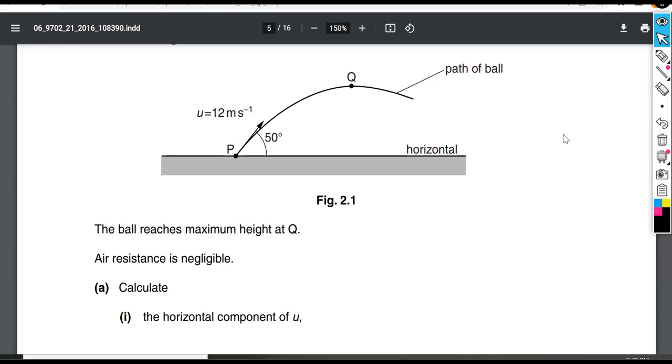As you can see, we're dealing with some projectile motion. Calculate the horizontal component of u, if u is 12 meters per second and it's launched at an angle of 50 degrees above horizontal.